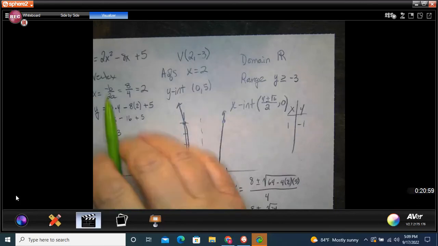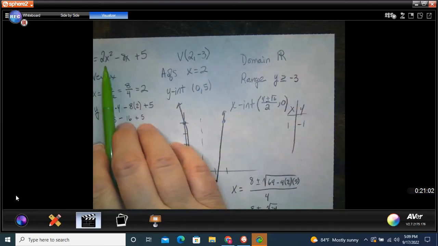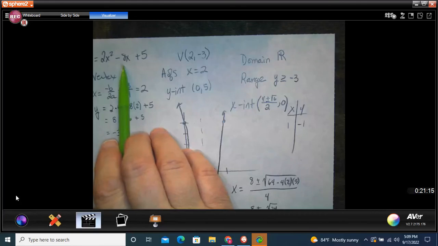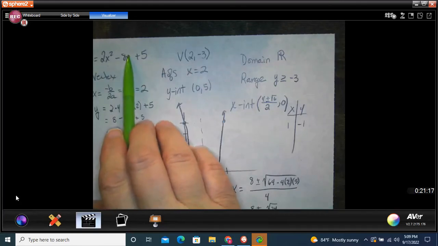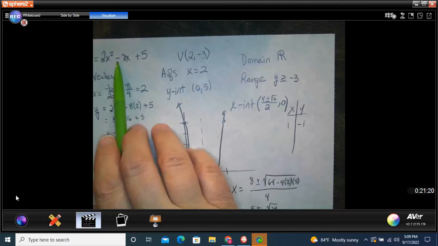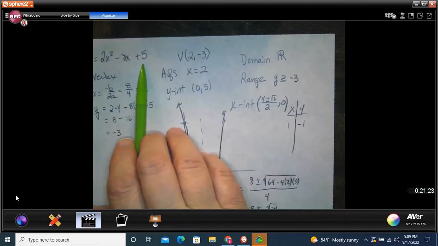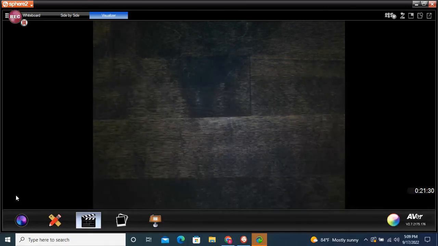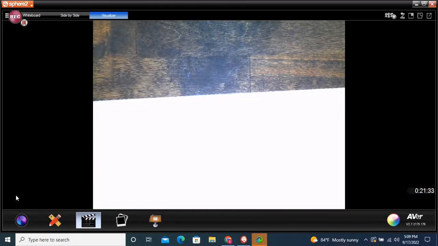Going back to the vocabulary, the coefficient of the quadratic term here is 2. This is the quadratic term because it's the one being squared. Its coefficient is 2. The coefficient of the linear term, this one is the linear term because the x is raised to the first power, and its coefficient is negative 8. And then the constant, which has no x with it, is 5. Just wanted to clarify that with when we had the actual equation right there.